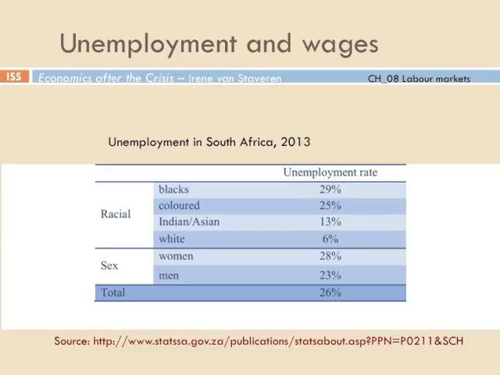The table on this slide shows you the unemployment rates for different groups in South Africa. You will probably not be surprised to see some discrimination and some differences in human capital reflected here. The unemployment rate among blacks is 29% and among whites only 6%. For women it's 28% and for men 23%. In other words, this shows you a highly segmented labor market.